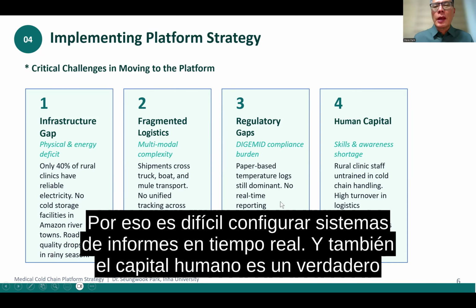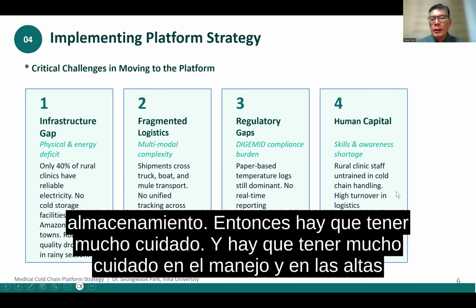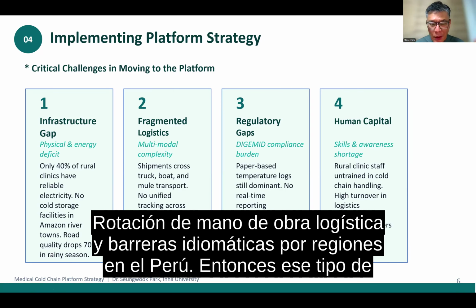And also human capital is a really challenging issue in Peru. Skill and awareness shortage, rural clinic staff untrained in cold chain handling, high turnover in the logistics workforce, and language barriers by region in Peru. So those kinds of things are challenging.